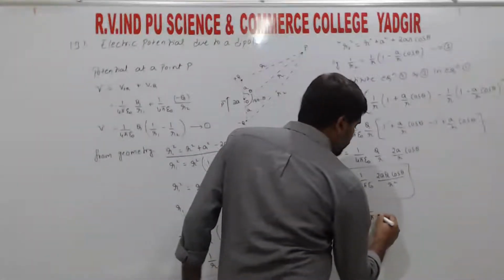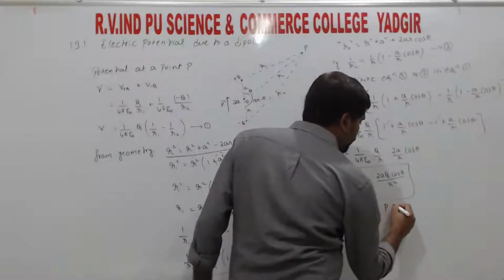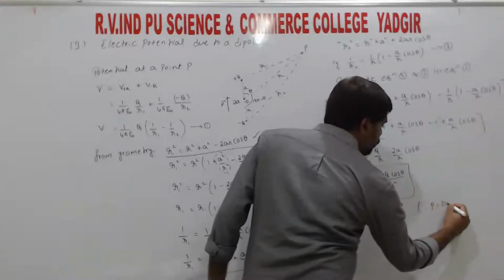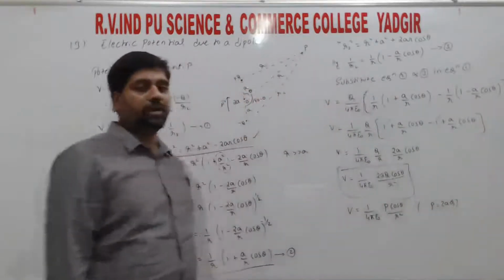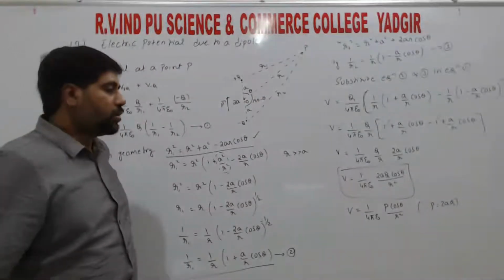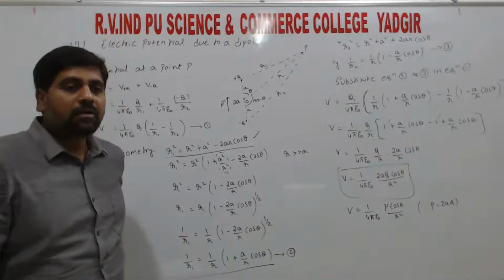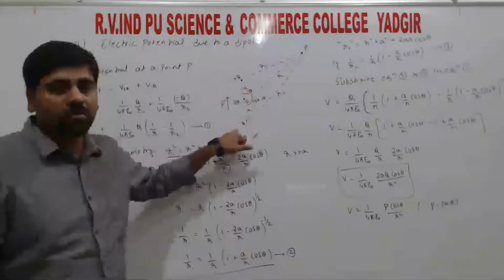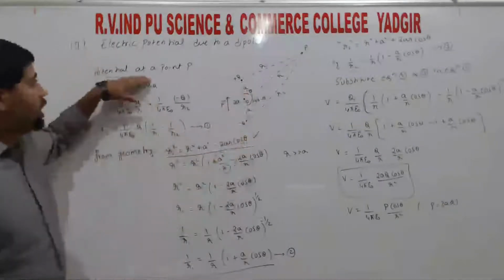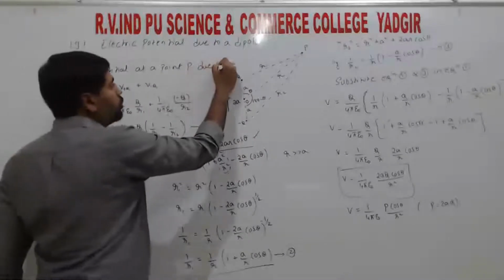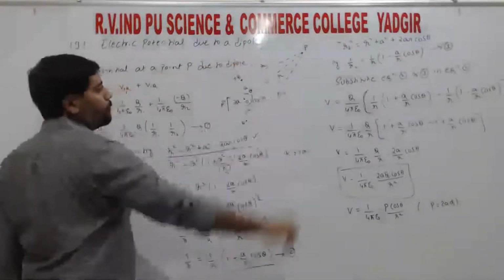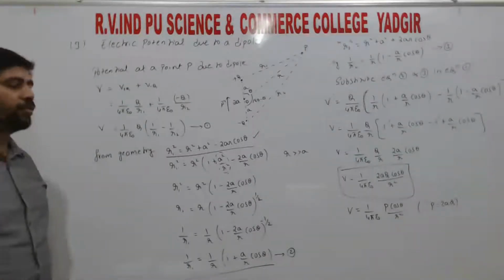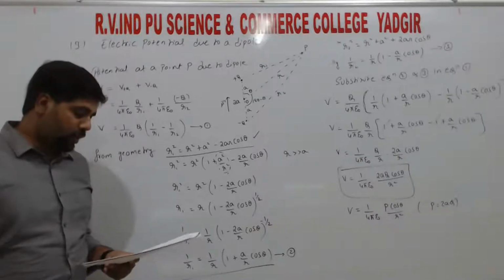So in another form we can write 1 by 4 pi epsilon naught p cos theta divided by r square. Why? Because p is equals to 2aq. That is from the definition. Dipole moment is equals to the product of the magnitude of the charge and the distance between the charges. So if asked about a dipole, take one plus q charge and another minus q charge, and find the potential at a point due to the dipole, right? So simple, but importance is on the simplification, right?